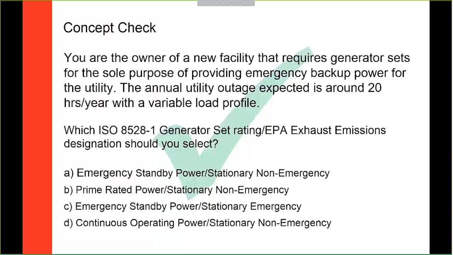So real quick, we'll run through just another check here to make sure everyone's following along. If you're the owner of a new facility that requires generator sets for the sole purpose of providing emergency backup power for the utility, the annual utility outage is expected to be around 20 hours a year with a variable load profile. Which ISO 8528 generator set rating and EPA exhaust emissions designation should you select? I'll give you just a minute to review these and think about what we had just talked about. Okay, everyone, you have a choice there, multiple choice, A, B, C, or D. Go ahead and put that in your Q&A session, and we'll wait a few more seconds for everybody to reply.